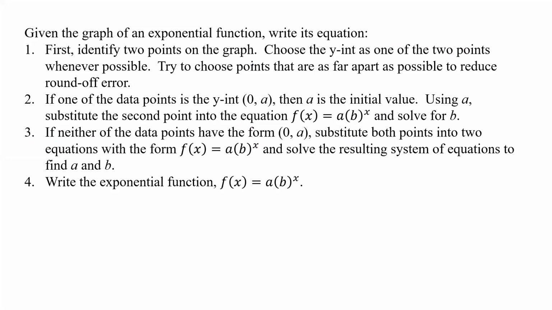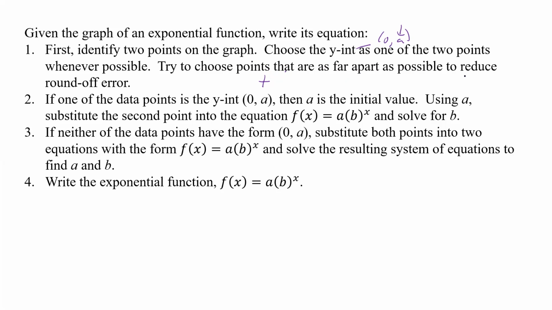And so if that's the case, that's going to give us 0 comma a. And so we'll have a. And then we're going to try to choose points that are as far apart as possible to reduce round-off error as well. So, if we have our point here, at 0, then we'll want to get something as far away as possible that we still can tell is going to be on whole numbers is ideal, I think, as far as that goes. And so we'll look at something as far away as possible.